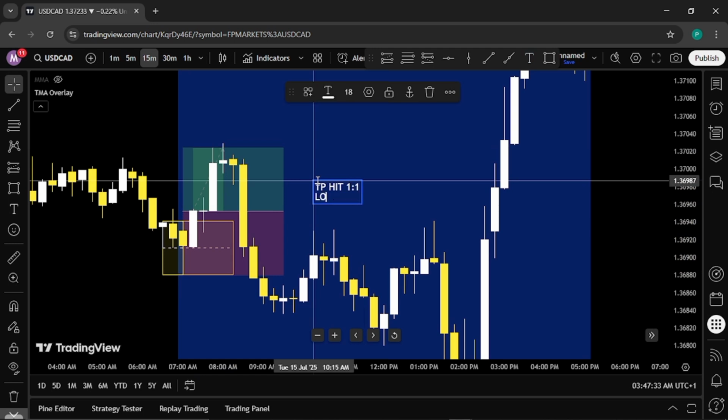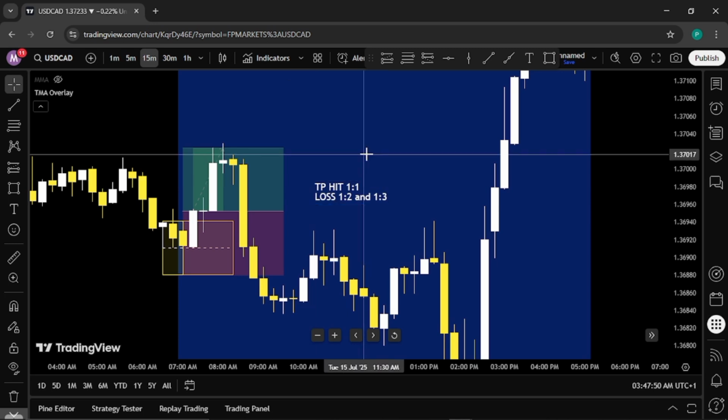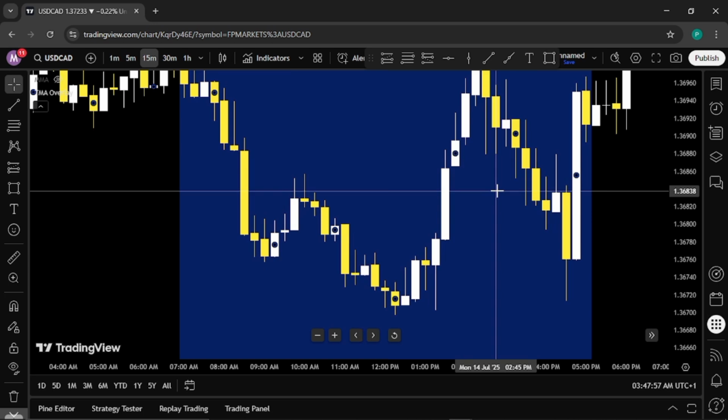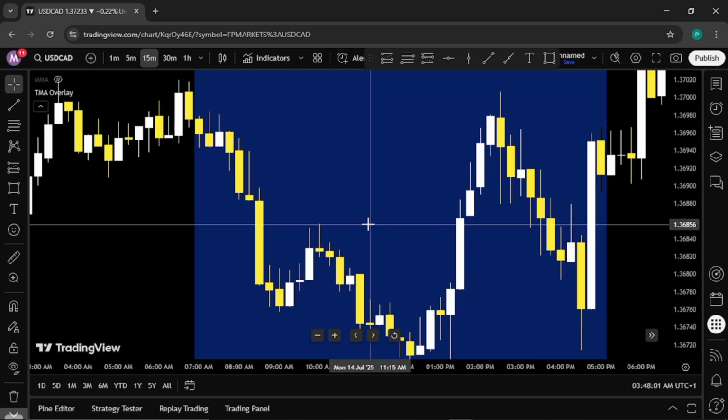And then loss 1:2, and 1:3. So yeah, so you lose 1:2 and 1:3. And so we move on to Monday, which is the last day for this week. Like I said, we'll backtest only this week. If you want to do more backtest, you can on your own do more backtest, right?